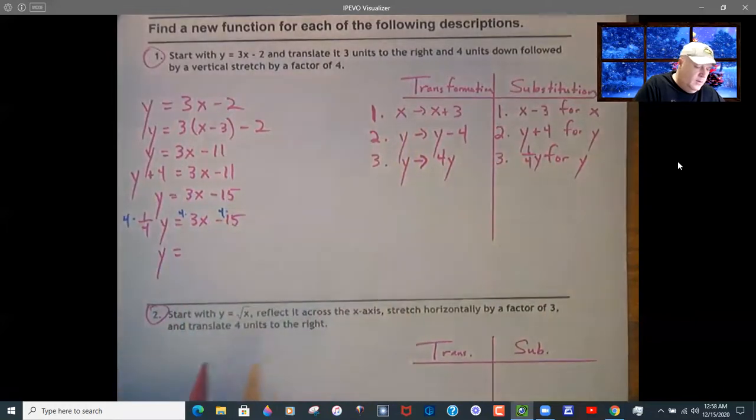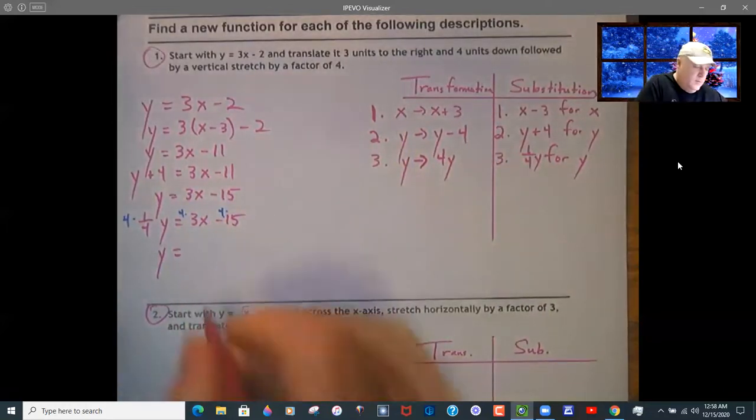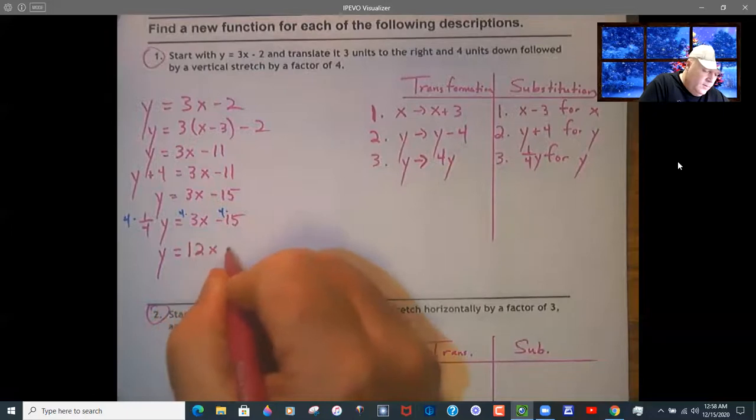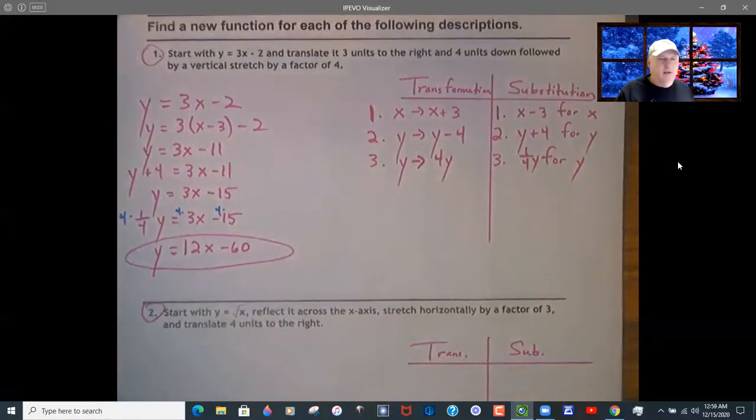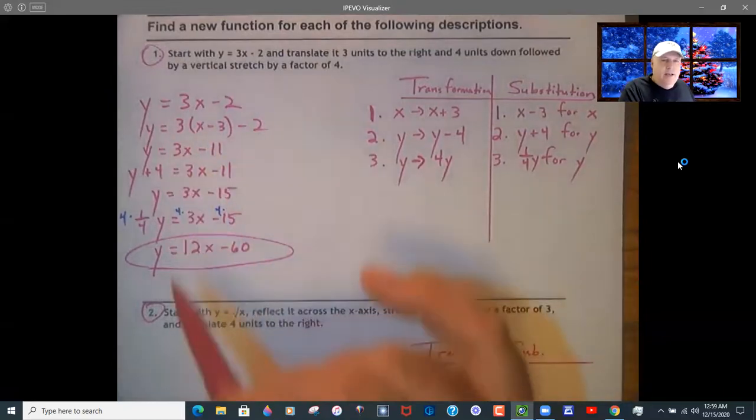And make sure that you distribute that 4 through. So 12x minus 60 is our end game on that. So you can see how you got to get this right. Then you got to do the math right.